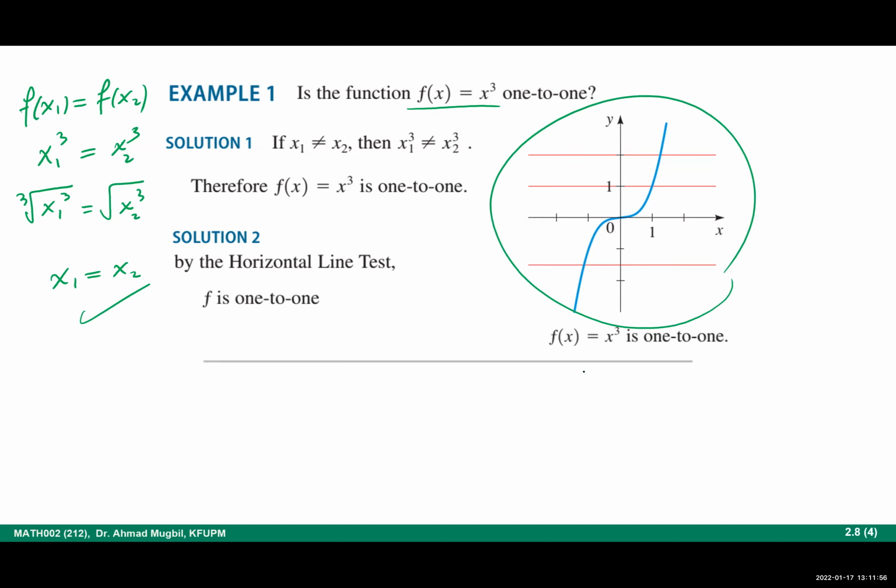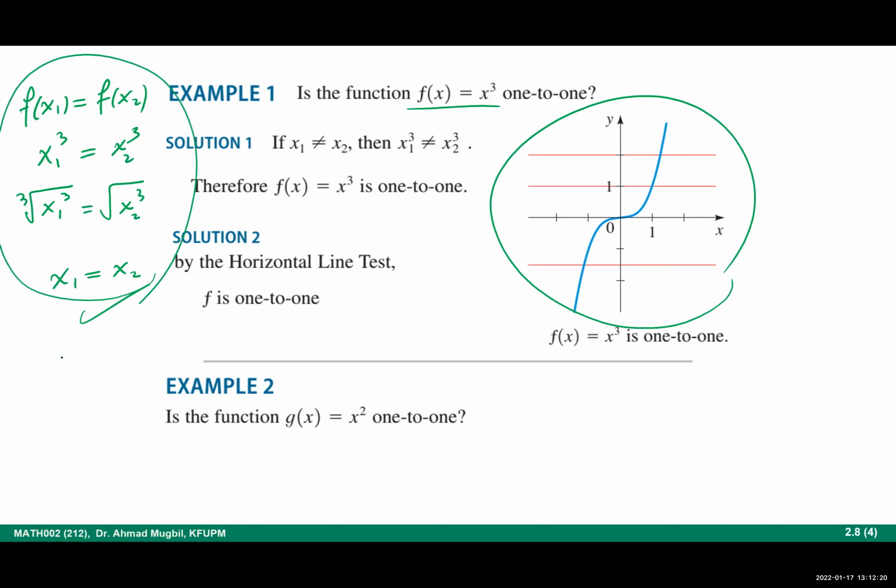What about the squaring function, x squared? Is it one-to-one? No. How to show? Notice, guys, that if you want to prove that it is one-to-one, you need to prove it for any x. So this is why we take the graph. The graph is about all x values. Here we are talking about any x1 and x2. Now, if you want to disprove, what you need to do? One way is to sketch the graph, and if you sketch the graph, what will happen?